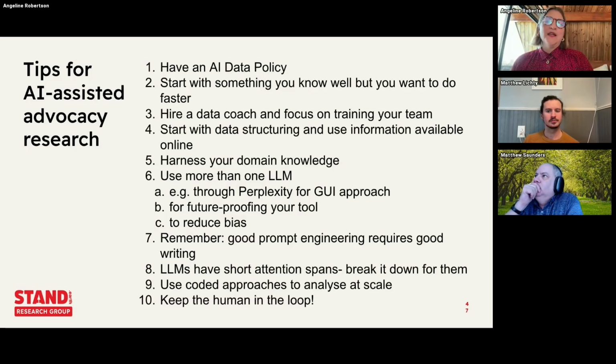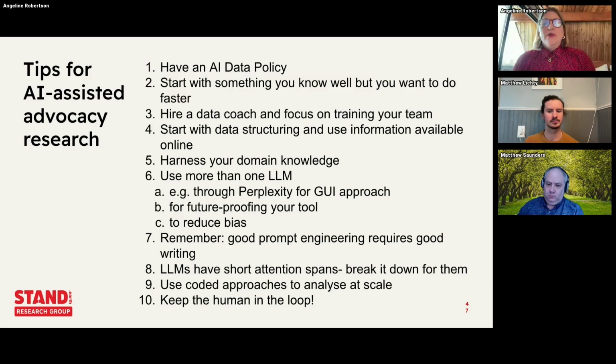I think using more than one LLM is really important, and this is something that we've been exploring. We've mentioned already Perplexity, which I use for ad hoc research needs, so I can test the results across a variety of large language models. So for ad hoc and GUI approaches, this works really great. It's also really important for future proofing the tool, so that as different LLMs go through version changes, you don't lose power in your research tool. And also to reduce the bias of any one LLM by testing across a variety of them. It does average out some of the bias you might see in one particular model over another.